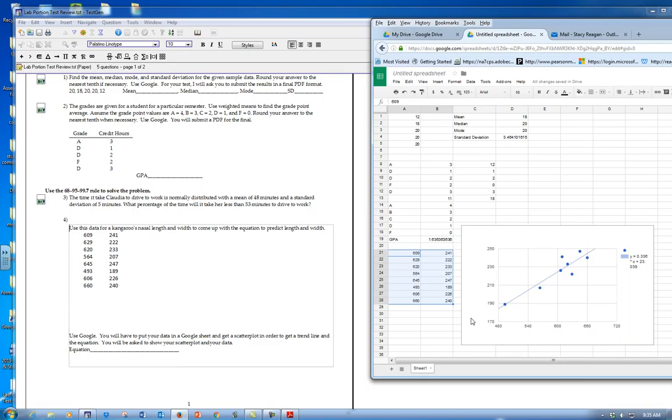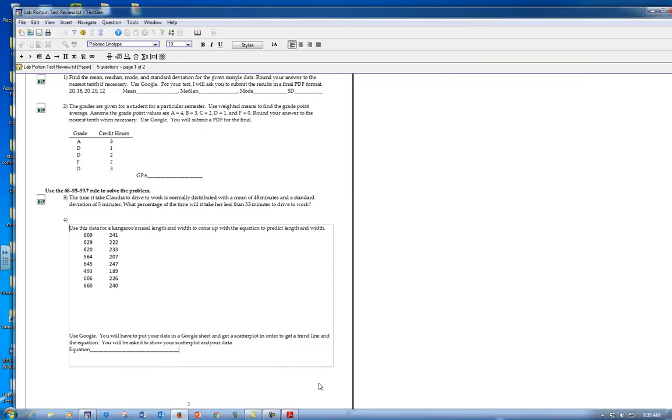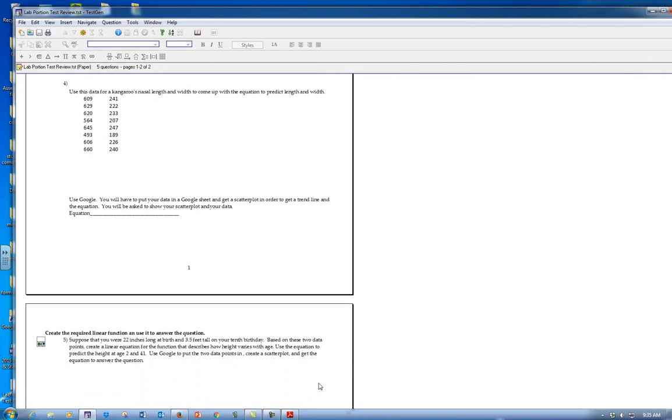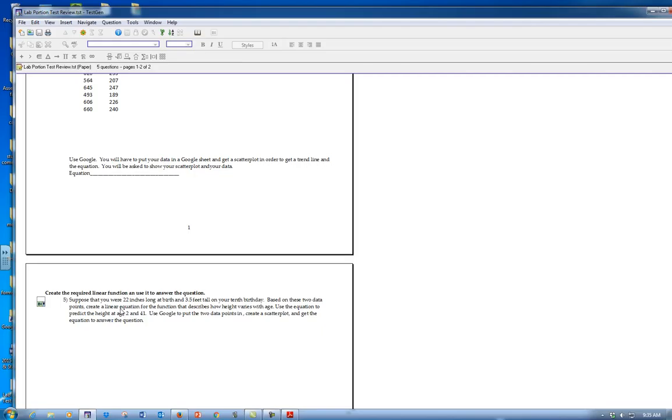You need to leave your work in here though so that I will be able to see it when I ask for it. So let's look at the last one. On the last one, I say suppose that you were 22 inches long at birth and 3.5 feet tall on your 10th birthday. Based on these two data points, create a linear equation for the function that describes how height varies with age. Use the equation to predict the height at age 2 and at age 41. Use Google to put the two data points in, create a scatter plot, and get the equation to answer the question. So I'm asking you for a few things here.